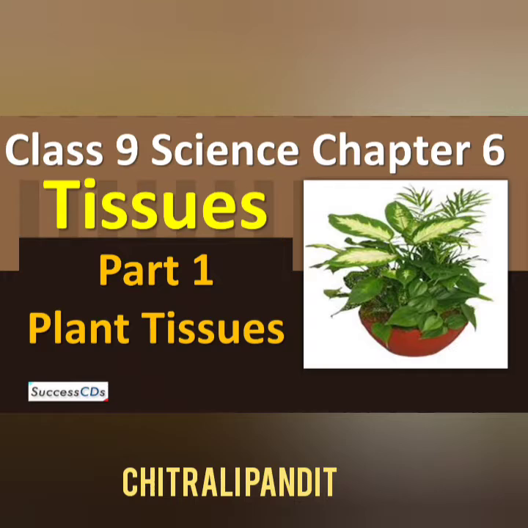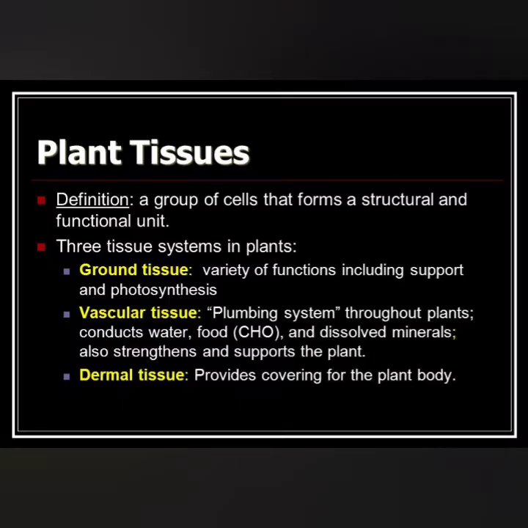In the previous chapter we discussed cells. We discussed cellular organelles and their individual functions. Now, tissues are groups of the same type of cells which act together. In this class, we will start with plant tissues.